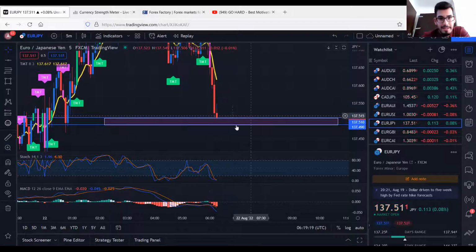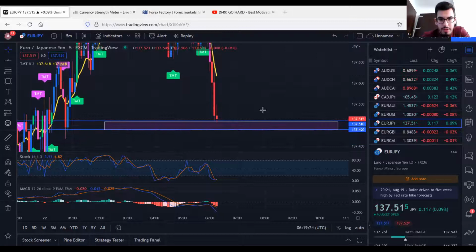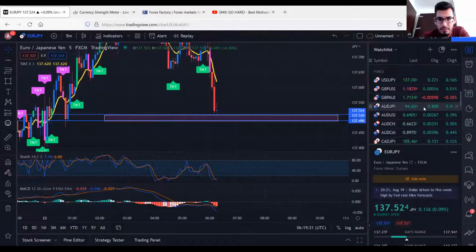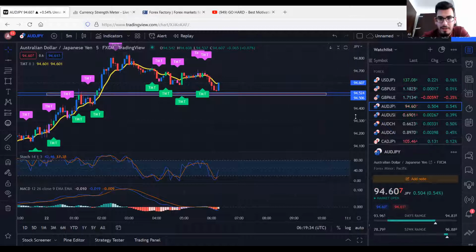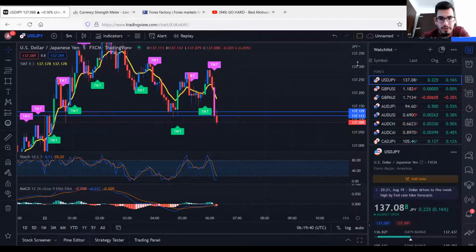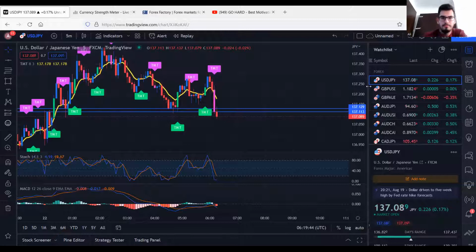Now look at this. That would be a good entry for us. It just hit my area again. That would be a good entry for us. Let me look at AUDJPY. Just moving up. USDJPY. It didn't do what I wanted it to do. So let's avoid it for now. Went bearish.